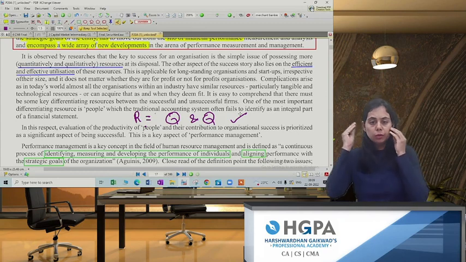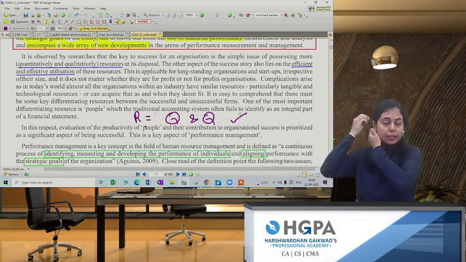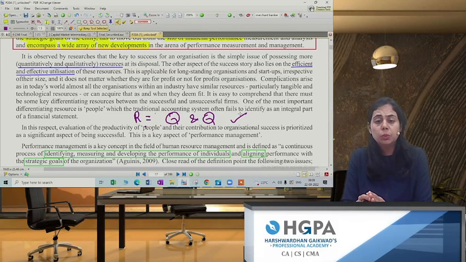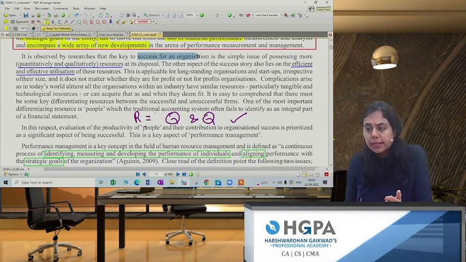Very important word from the paper point of view. We need to highlight important words so that we catch on to this word and are able to write this word in the answer. So, let's read what they have written. The success of an organization is dependent upon what? It is dependent upon quantitative and qualitative resources.